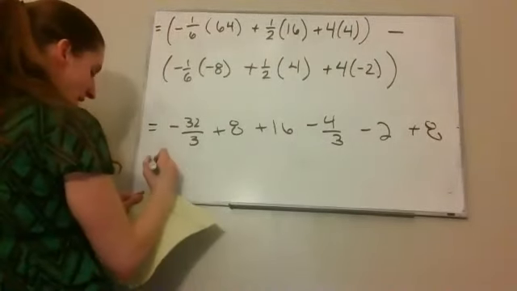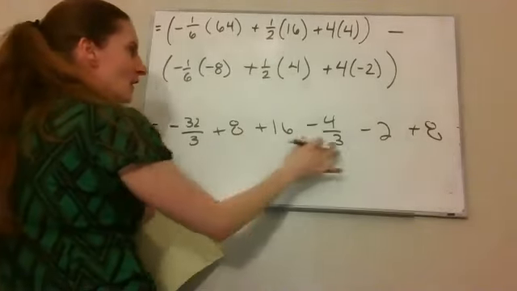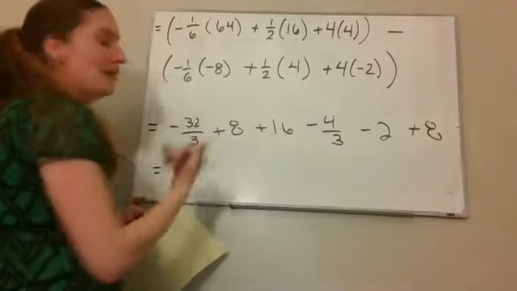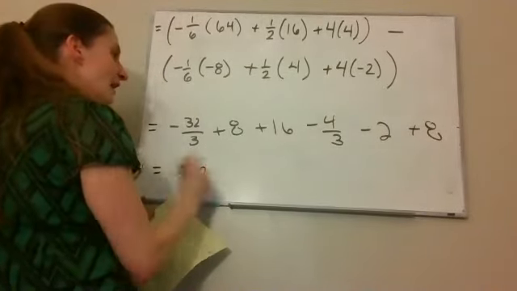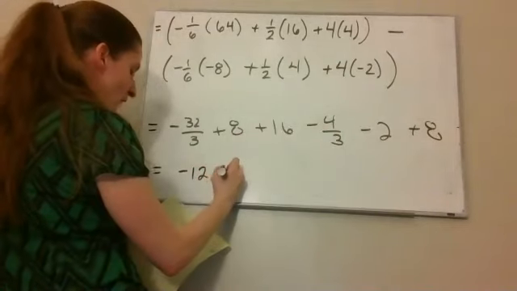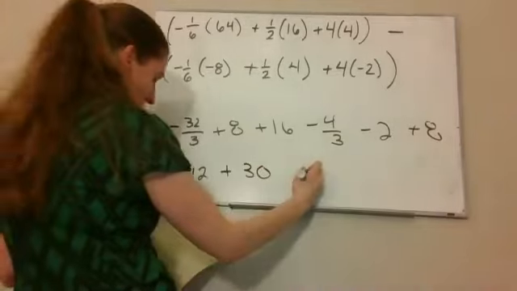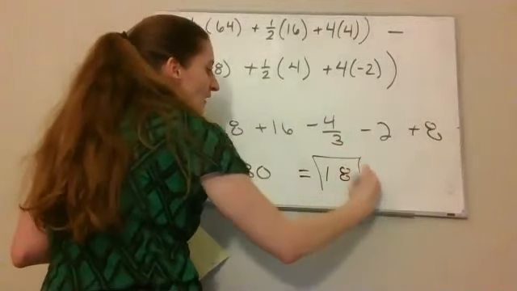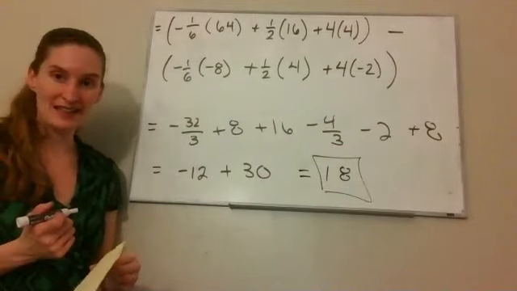Now, when I combine things together, I should get, let's see, negative 32/3 and a negative 4/3 makes negative 36/3, which is negative 12. And when I add all the numbers together that aren't fractions, I get 30. Negative 12 plus 30 is positive 18. So that area between those two curves was 18.